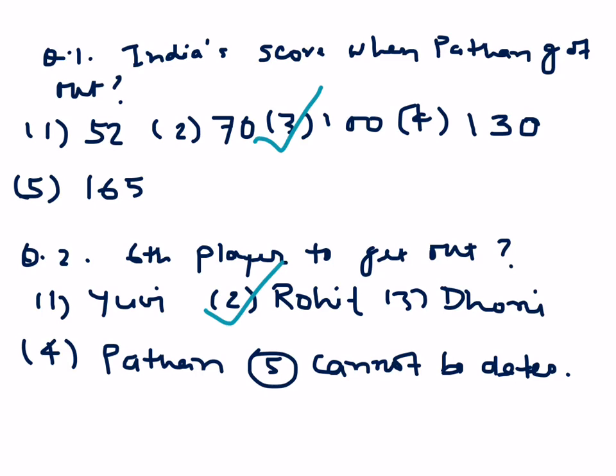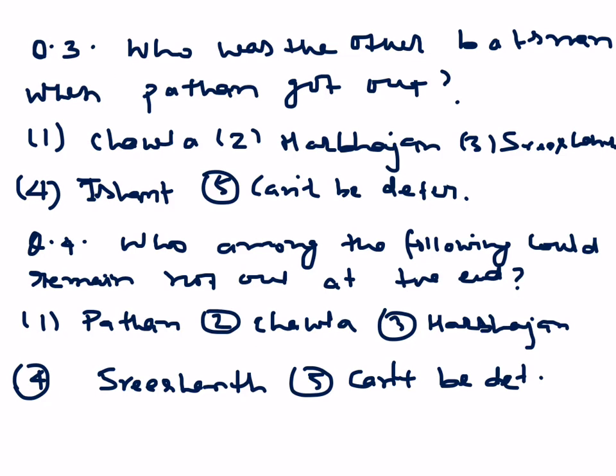Next two questions. Who was the other batsman when Pathan got out? So I know that Pathan and Ishant were at last on the crease. So if Pathan gets out, who will be at the crease? It will be Ishant.